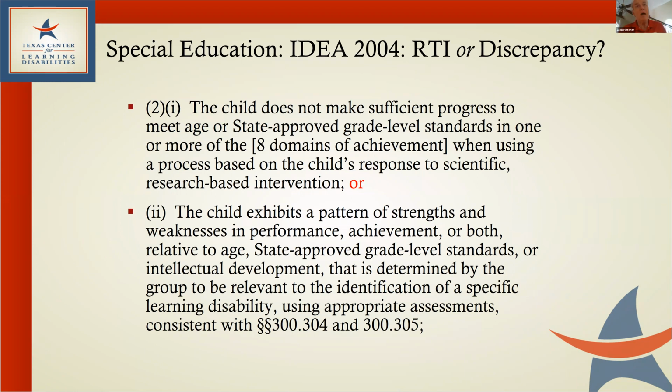the statute, IDEA 2004. It talks about two methods for identifying children as eligible in the learning disability category. It says the child does not make sufficient progress to meet age or state approved grade level standards in one or more of the 8 domains of achievement. I didn't spell them out. When using a process based on the child's response to scientific research-based intervention. And then it has this little word here that I put in red, which is called or.